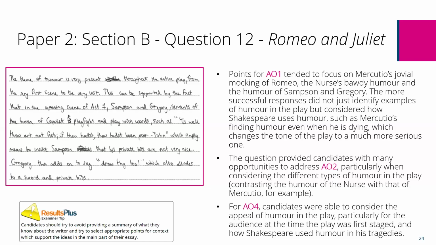And for AO4, candidates were able to consider the appeal of humour in the play, particularly for the audience at the time the play was first staged, and how Shakespeare used humour in his tragedies. And of course, one of the contextual points they can always make is how it was received then and now. Is there a change in that? It's a really nice question. Candidates seem to enjoy engaging in that idea of different types of humour in the play.